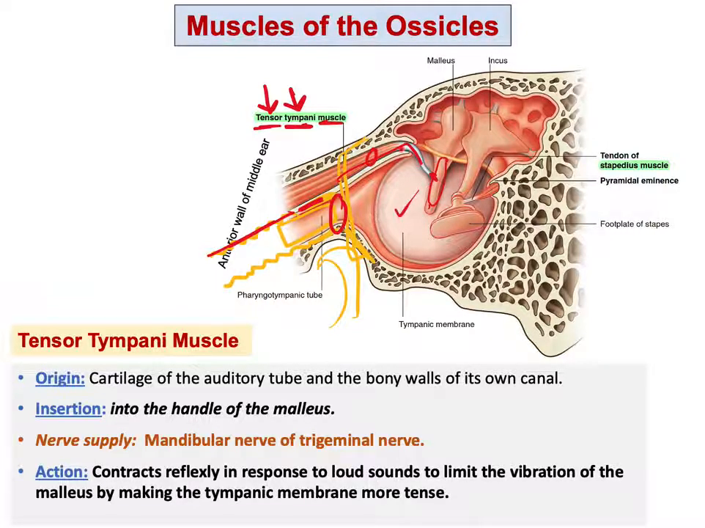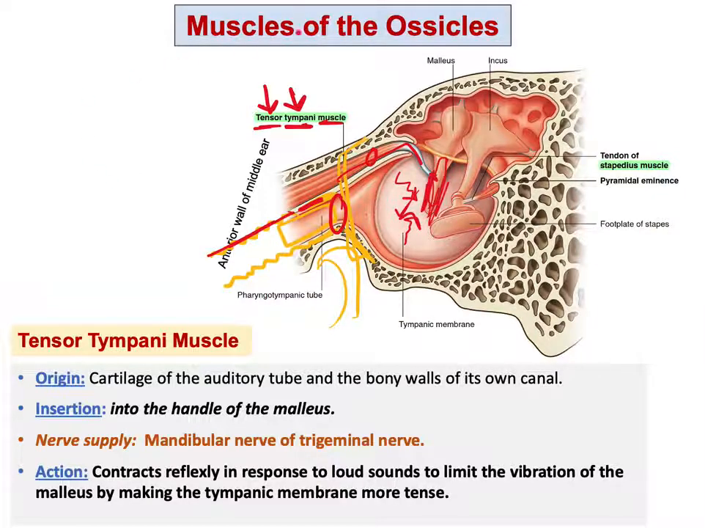In this way, when tensed, it limits the vibration. For example, with sound waves, a loud sound, and so forth, the tympanic membrane will vibrate strongly. But when this muscle contracts in response, it decreases and limits the vibration, right? And that is because it is attached to the handle of the malleus, and the handle of the malleus is attached to the tympanic membrane.